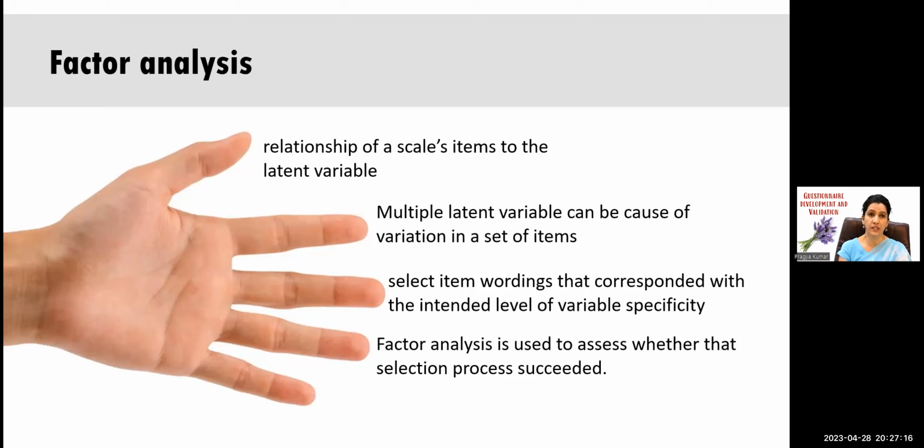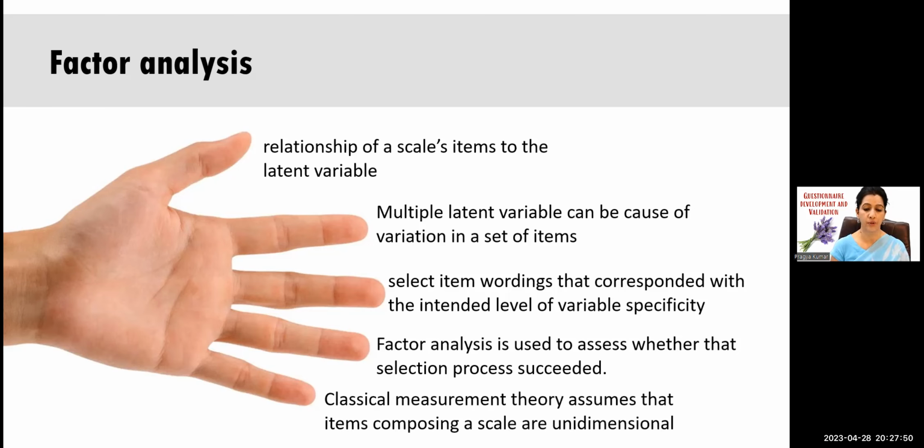Selection process means you have identified a number of items from many items. Like generally what we do, when you formulate items, initially you will formulate approximately 100 to 150 items, and then you select maybe 50 out of that 150. So this factor analysis also suggests whether the items which you have selected should be retained or a few should be deleted. So it also assesses how was your selection process.